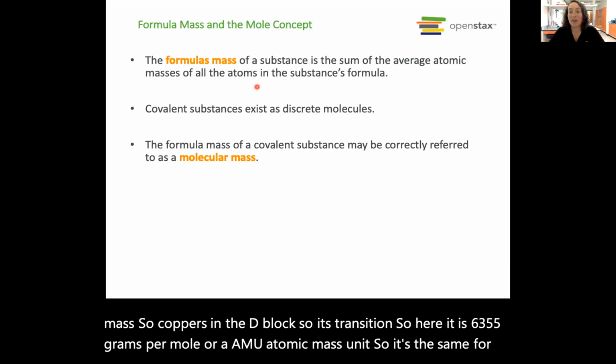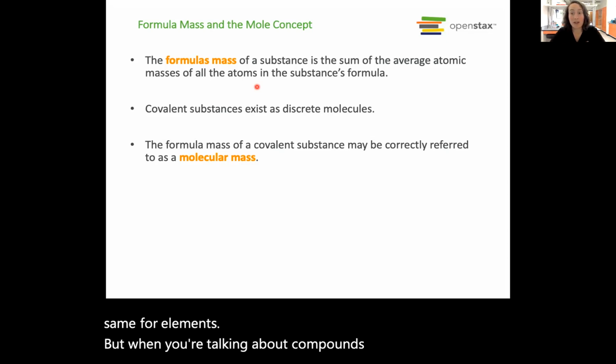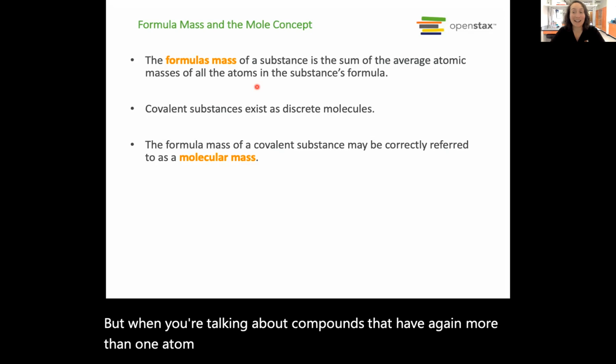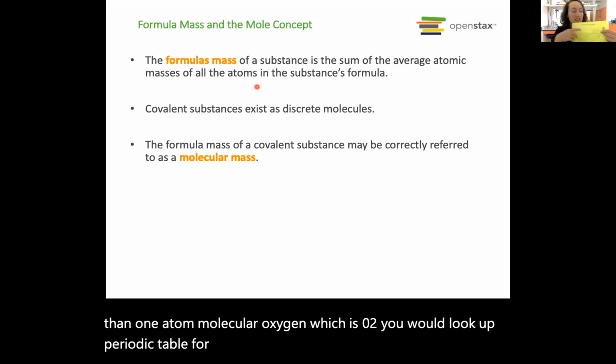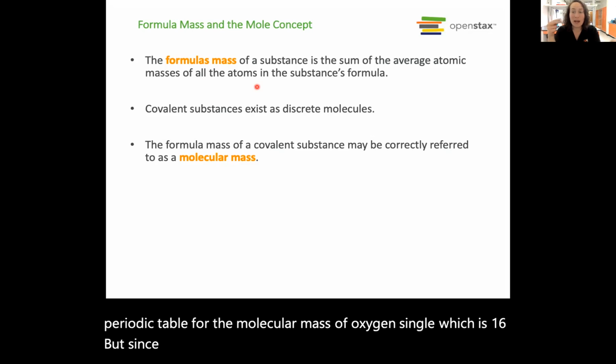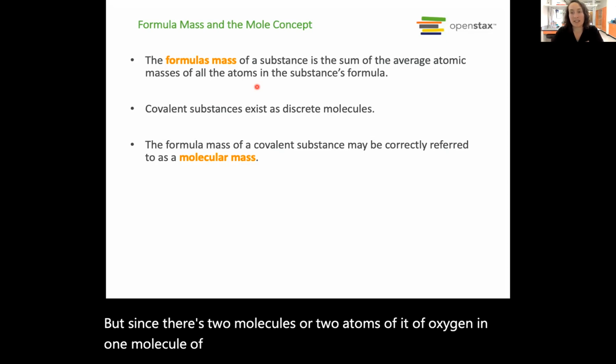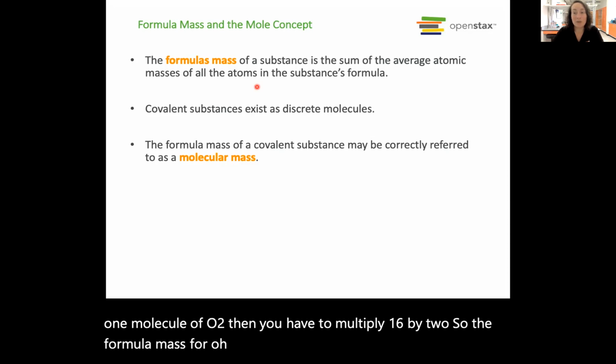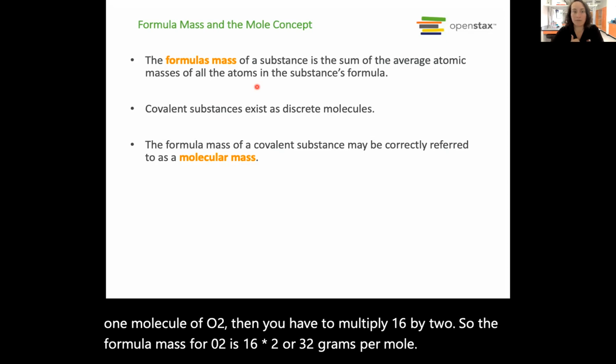But when you're talking about compounds that have more than one atom, like molecular oxygen, which is O2, you would look up the periodic table for the atomic mass of single oxygen, which is 16. But since there are two atoms of oxygen in one molecule of O2, you have to multiply 16 by 2. So the formula mass for O2 is 16 times 2, or 32 grams per mole, also 32 AMU.